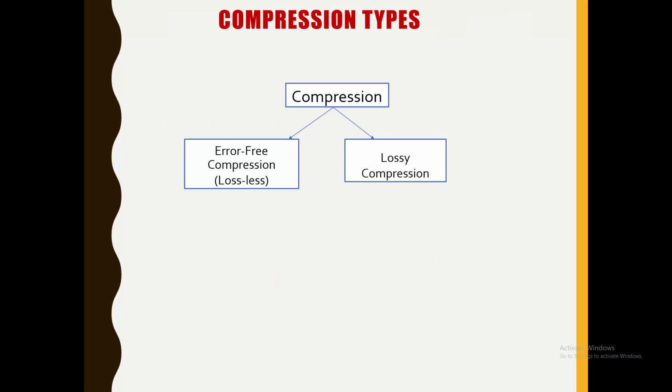Now compression is of two types. The first one is lossless or error-free compression. As I have already discussed, in that case you do not have to put the quantizer. While there is also lossy compression. In lossy compression there is an additional block as compared to lossless compression, that is the quantizer in the encoder block.